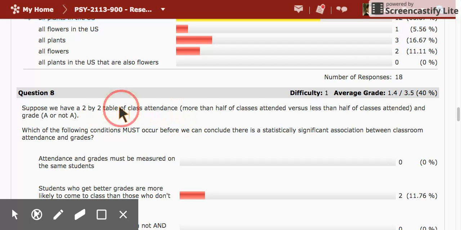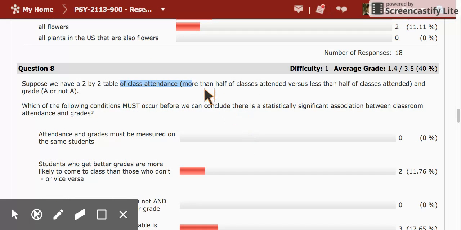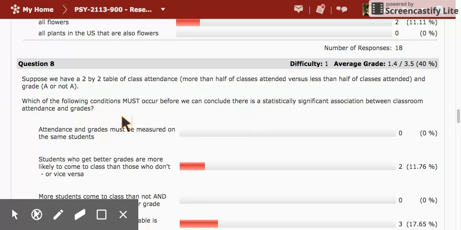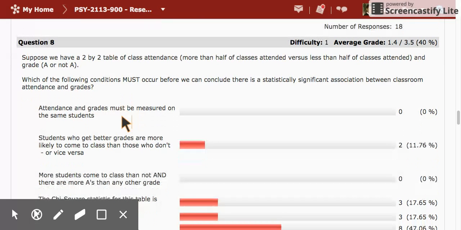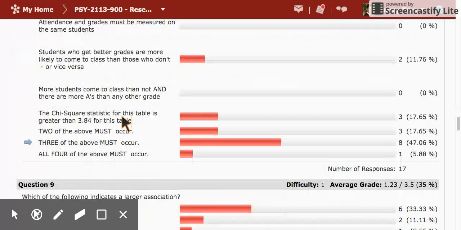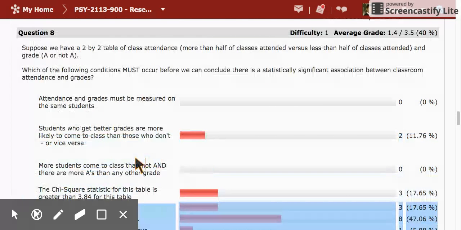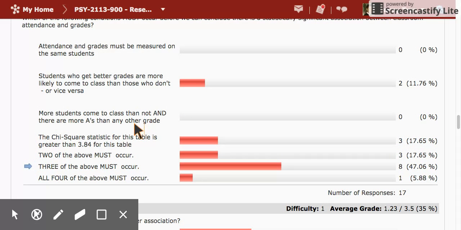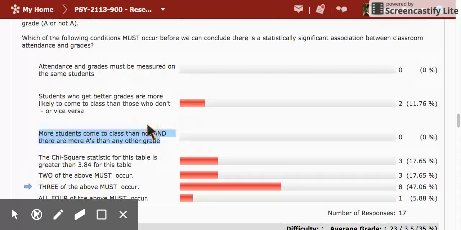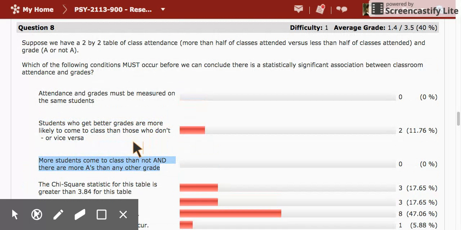Suppose we have a 2x2 table of class attendance and grades. Which of the following conditions must occur before we conclude there is a statistically significant association between classroom attendance and grades? If any question has this stuff, it means it's going to be a very tricky question, and you have to decide on it, right? So the one that is wrong is this one: more students come to class than not, and there are more A's than any other grade. That doesn't necessarily have to be true for you to find a relationship.